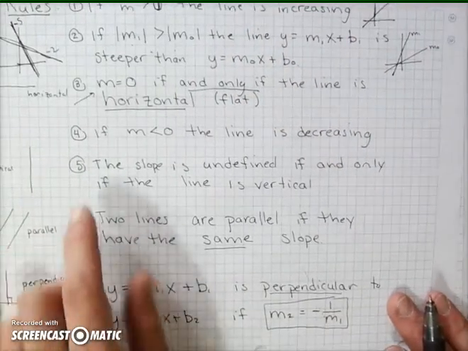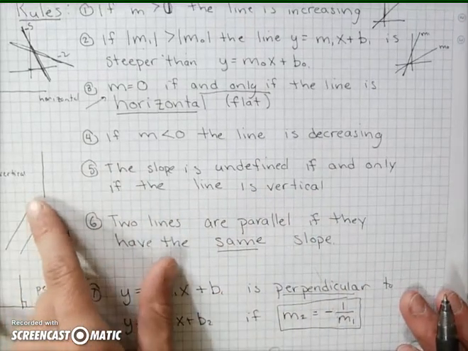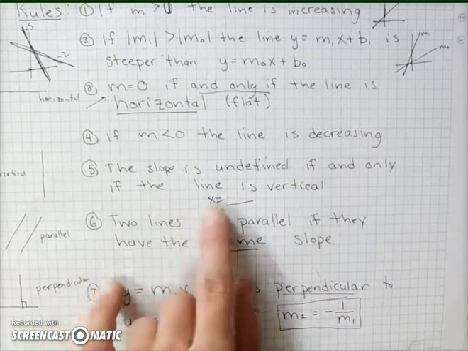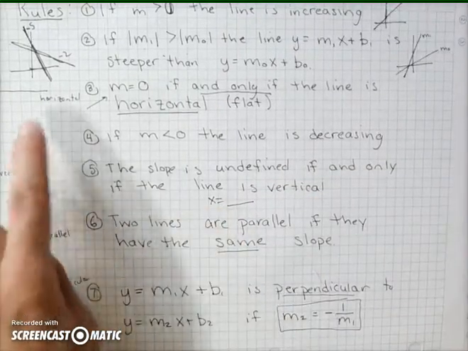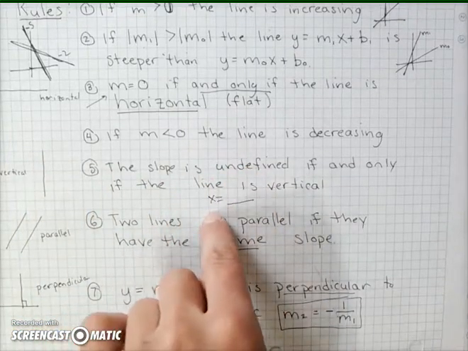The slope is undefined if and only if the line is vertical. So if you have an undefined slope or an equation that looks like this, x equals blah, then the line is vertical. If the line is vertical, you know the slope is undefined and the equation will be x equals something.